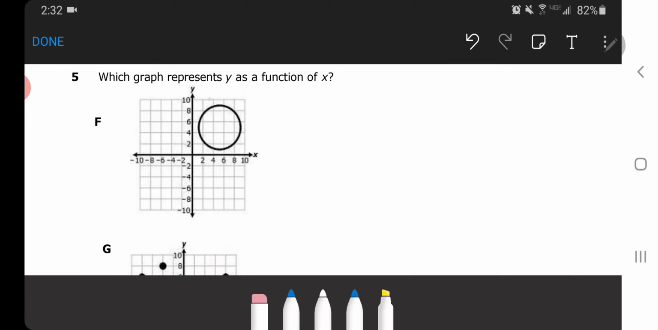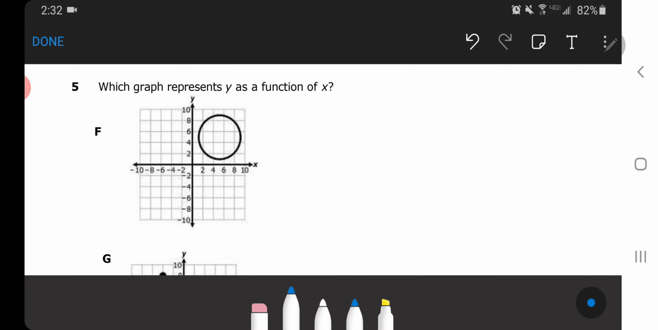All right, which graph represents Y as a function of X? Well, with graphs, it's easiest to do the vertical line test. And once again, with the vertical line test, I can draw an infinite amount of vertical lines. And I can see that if I even drew just one vertical line right here, I would hit my graph more than once. I hit it twice, actually. So it is not a function.